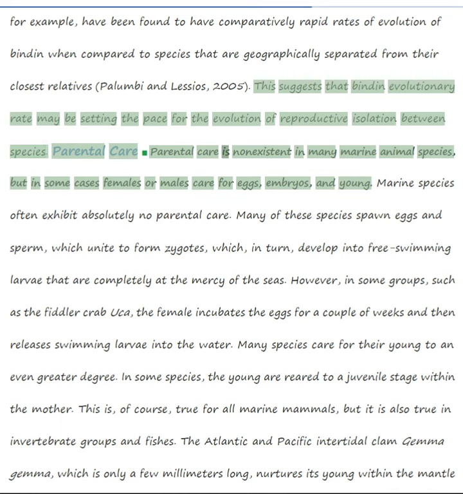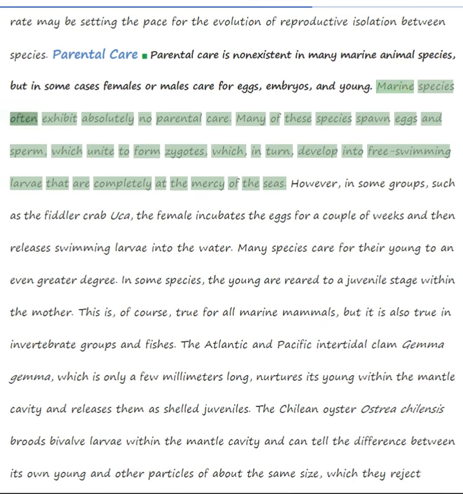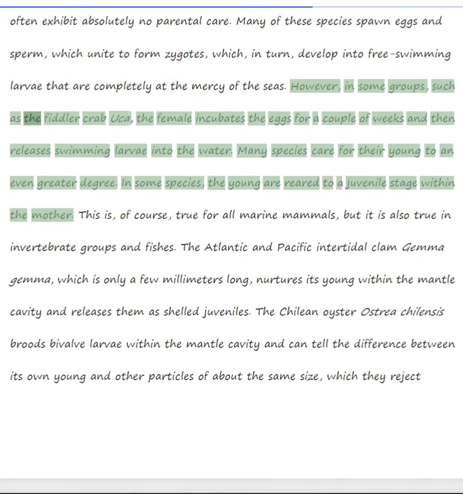Parental care is non-existent in many marine animal species, but in some cases females or males care for eggs, embryos, and young. Marine species often exhibit absolutely no parental care. Many of these species spawn eggs and sperm, which unite to form zygotes, which, in turn, develop into free-swimming larvae that are completely at the mercy of the seas. However, in some groups, such as the fiddler crab Uca, the female incubates the eggs for a couple of weeks and then releases swimming larvae into the water.